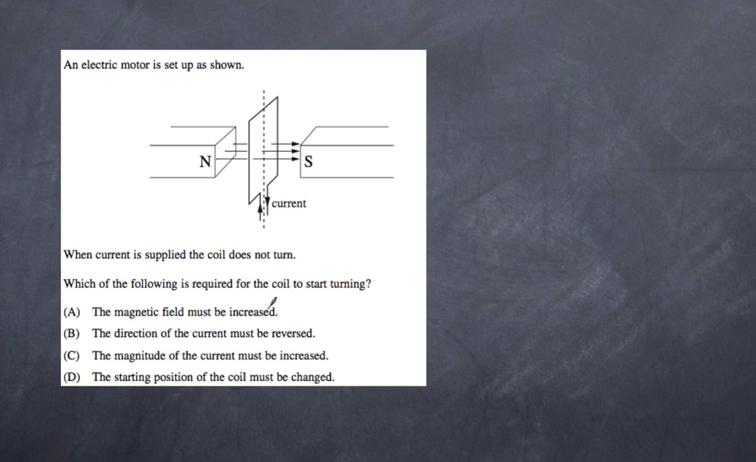Is it A, the magnetic field must be increased? Is it B, the direction of the current must be reversed? C, the magnitude of the current must be increased? Or D, the starting position of the coil must be changed? Pause now. So let's have a look at this situation.